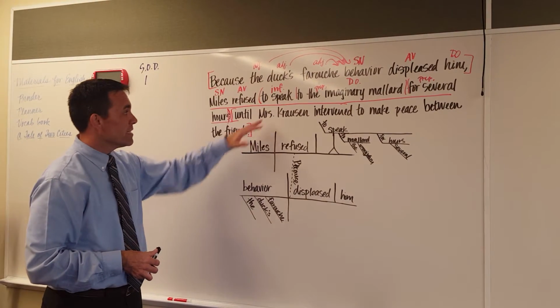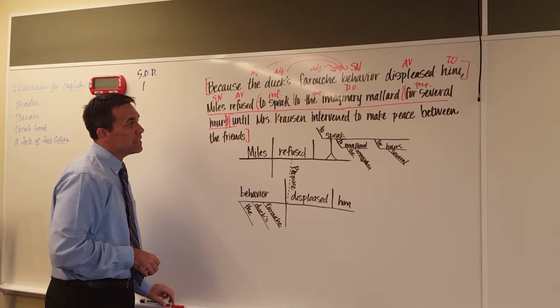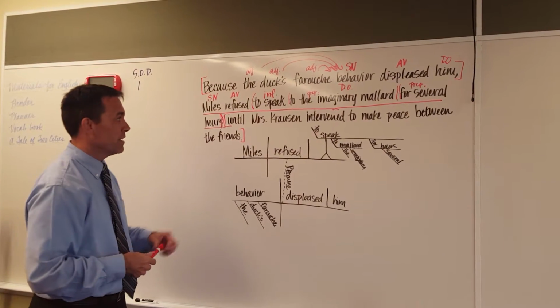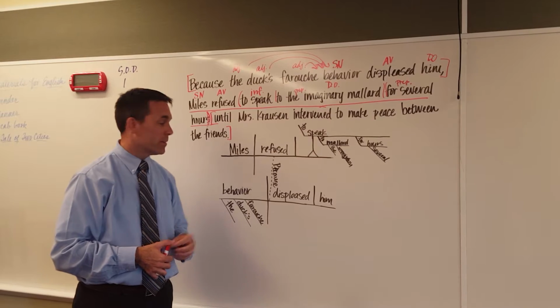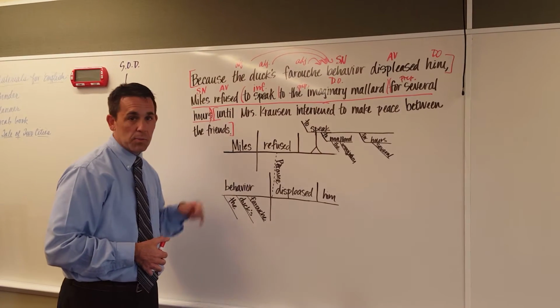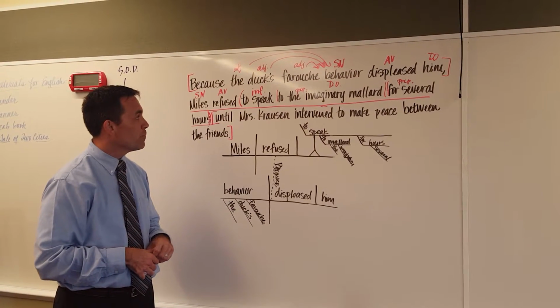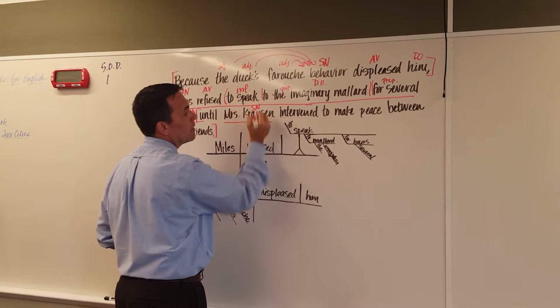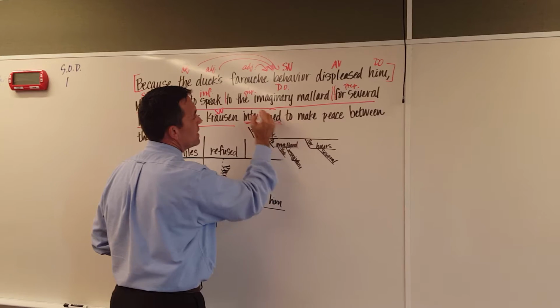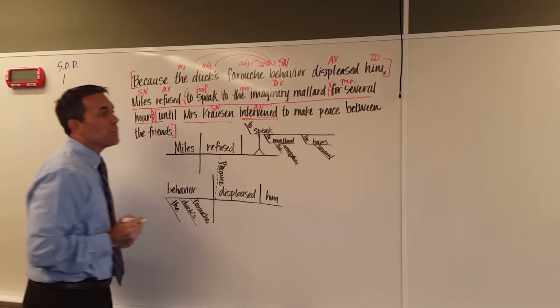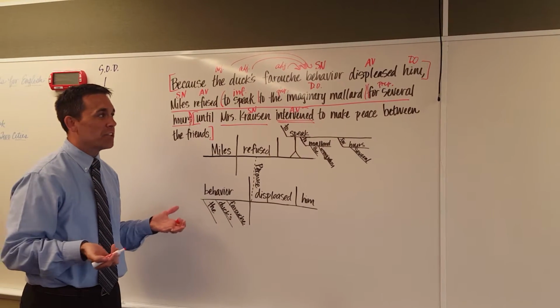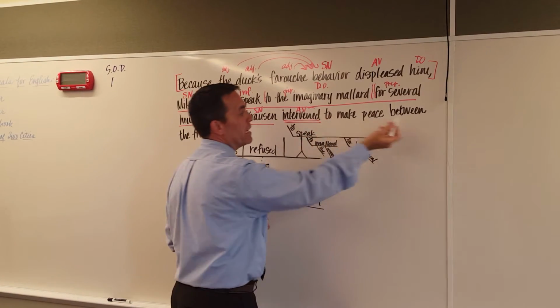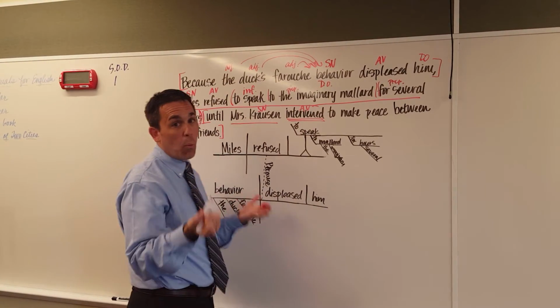All I have left now is this last dependent clause, and I follow the same method. This is also an adverb clause, so it looks just like this one that I did just a second ago. The subject noun here is Mrs. Krausen. Verb is "intervened." Intervened what? I don't have a direct object. I have a how, to make peace between the friends, or a why.